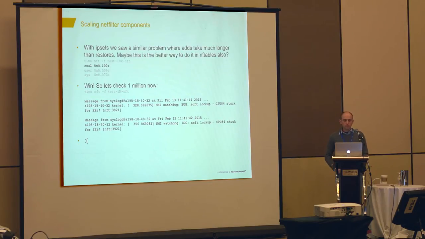Like I said before, we've seen this problem with ipset, so the next logical step was to try restores. How do we do with restores there? So we tried a restore of 10,000 entries, and it's less than a second. So it was like, all right, there we go, that's our route. But then trying a restore of a million, we hit a problem. The system started soft lockupping on us.